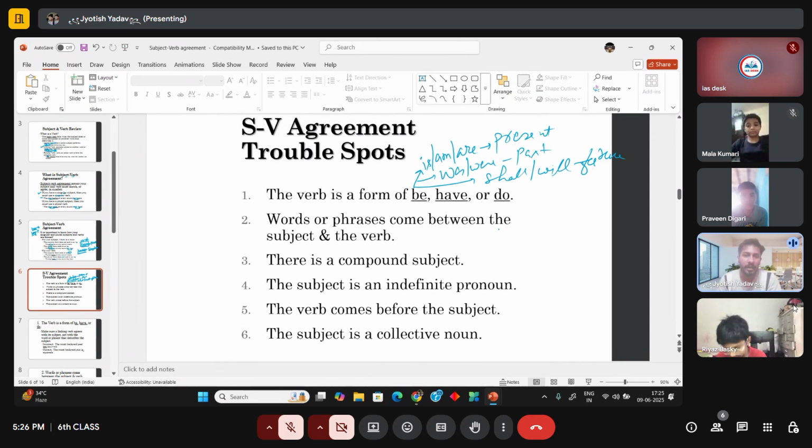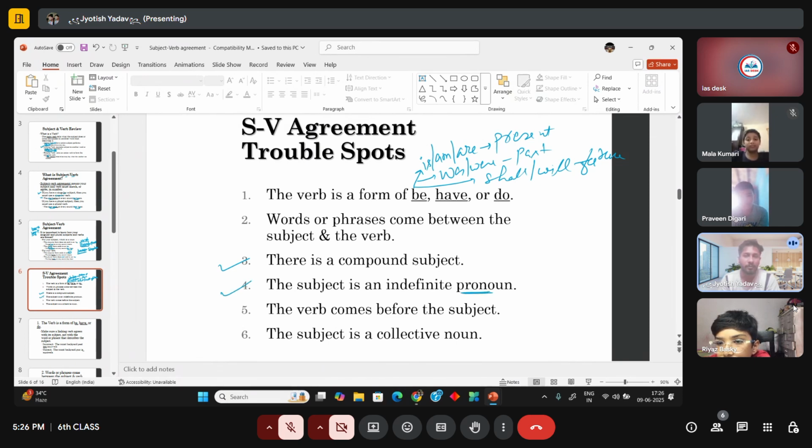And then there is a have verb or do verb. Words or phrases come between the subject and the verb. Basically the word or phrase that is the helping verb comes between the subject and the verb to show when the action has happened or indicates the relation between a subject and a verb. Then there may be a compound sentence. The subject is an indefinite pronoun.